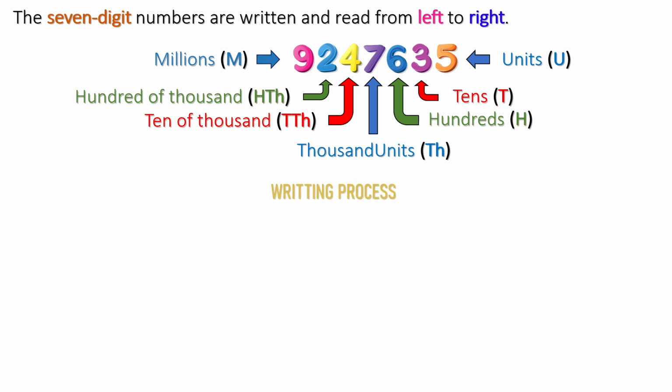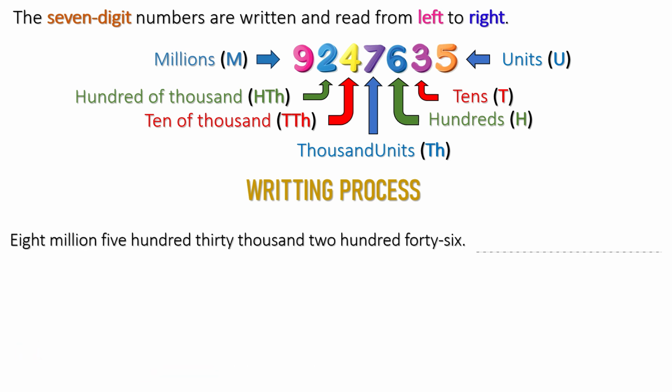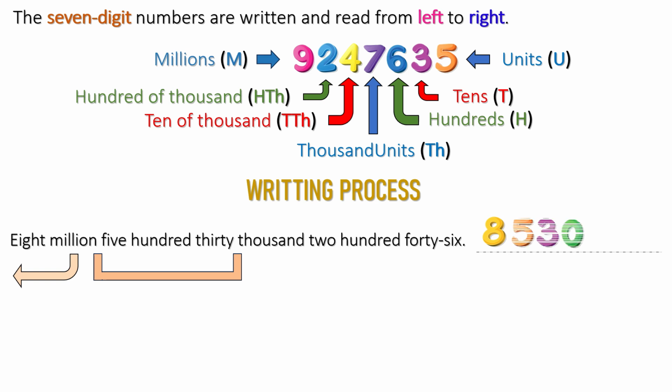We continue with the writing process, and you will find it much easier. We have the reading of the next number, and we will remember that writing is also done from left to right. So, we start by writing the number corresponding to the word that comes before the word millions. We continue writing the number corresponding to the words that come between the words millions and thousand. And we finish by writing the number corresponding to the words that come after the word thousand. And in this way, the writing process is complete.